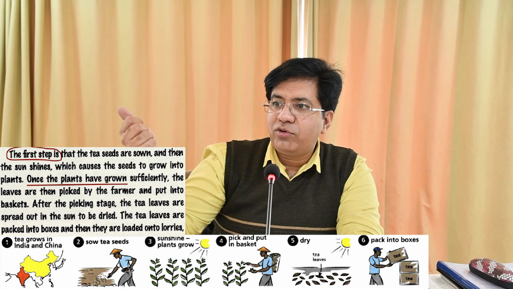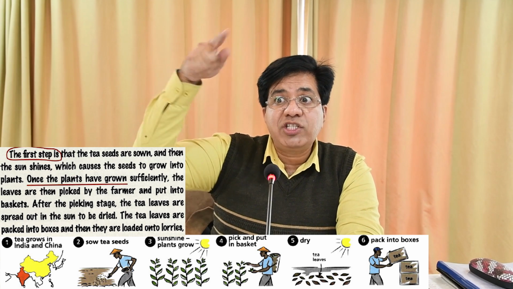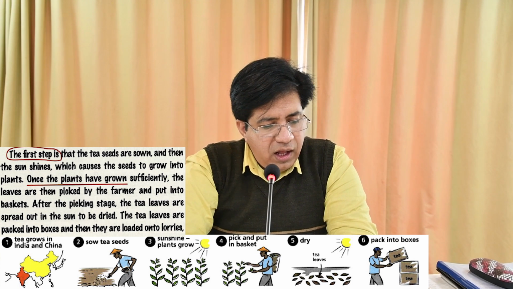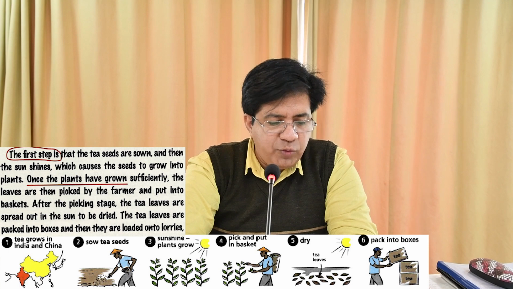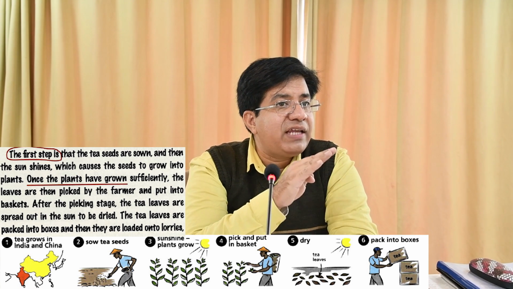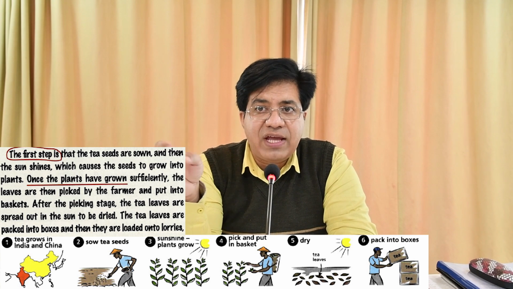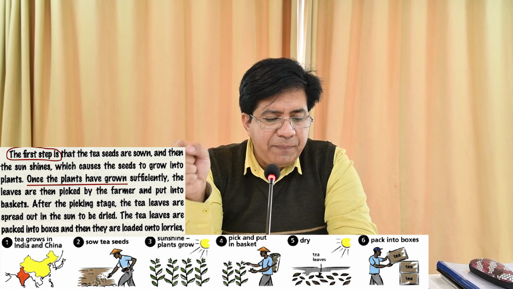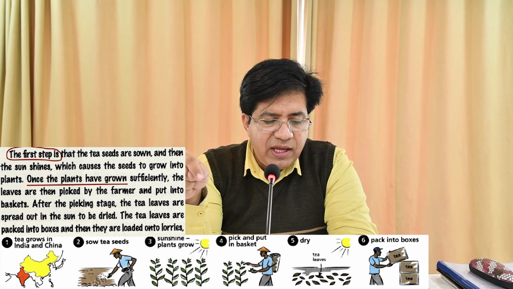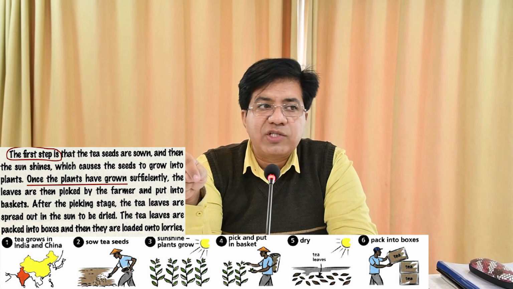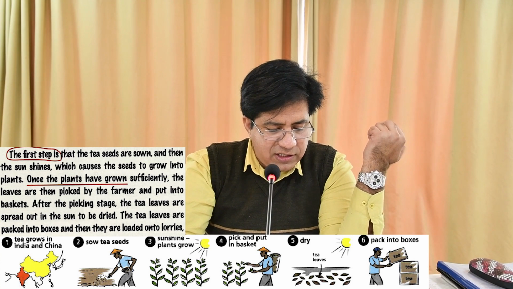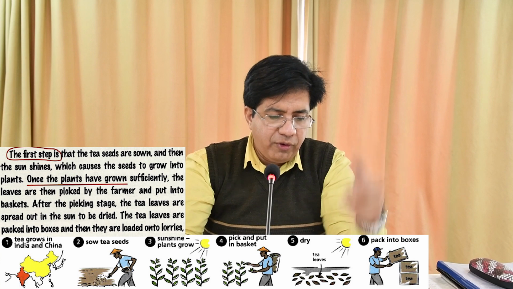Come on, you don't have the remote of sun, okay? Sun shines means सूरज चमकता है. Sun shines, which causes the seeds to grow into plants. Once the plants have grown sufficiently, present perfect tense, and we are using it as a connecting phrase, right? Once the plants have grown sufficiently, the leaves are then picked by the farmer and put into baskets. Go back and see. Leaves are picked and put into basket. Which step is it? Step number 4.